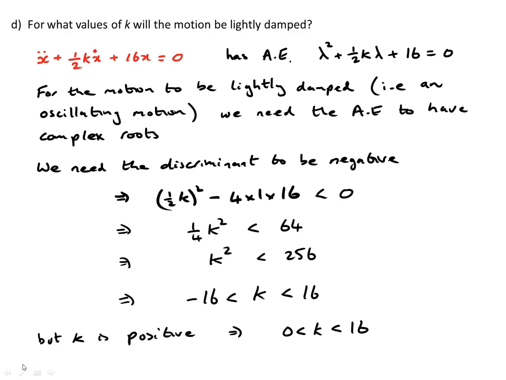If k equals 0, then we've got no resistance term there at all, and we're back to the initial pure simple harmonic motion that we had in the first part of the question. If k equals 16, we're at the critical point between having light damping and having heavy damping.